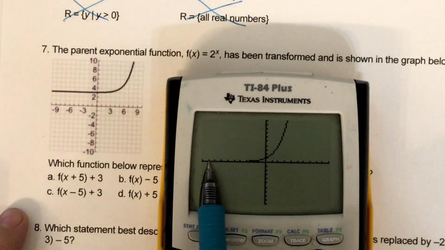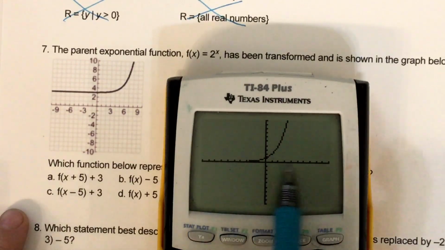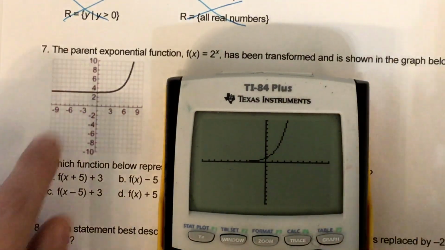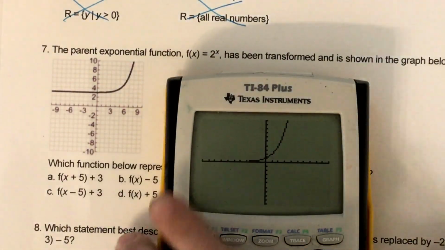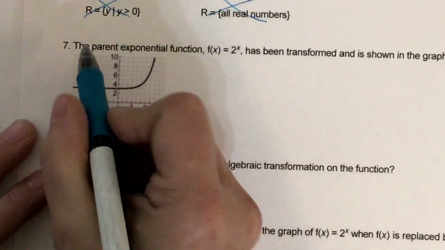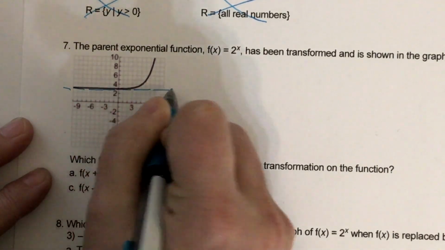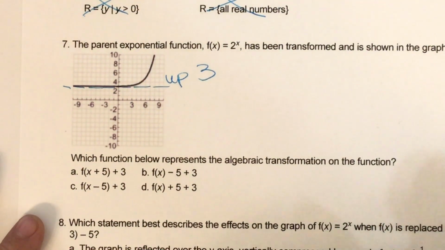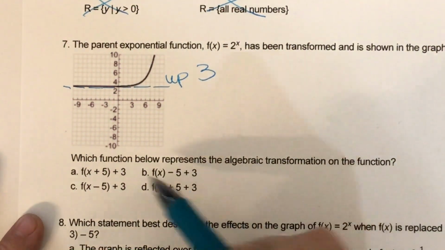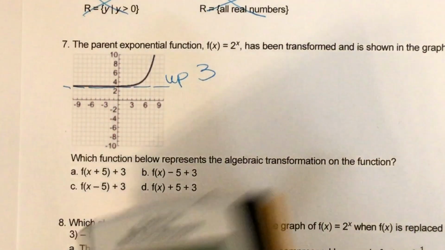Okay, so the parent has a horizontal asymptote right here on top of the x-axis, which is y equals 0. Did this asymptote go up or down? It went up. It went up to right here, which looks like it went up 3. So let's see which equations go up 3. Well, all of them do. All of them have a plus 3 in the back, so they all go up 3. Okay, so that didn't do me any good.